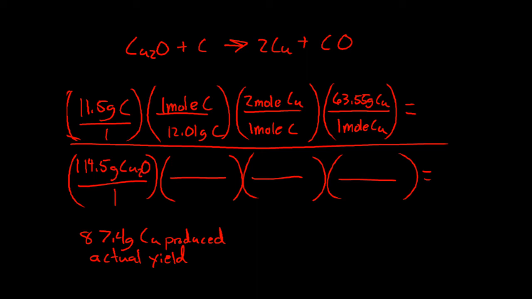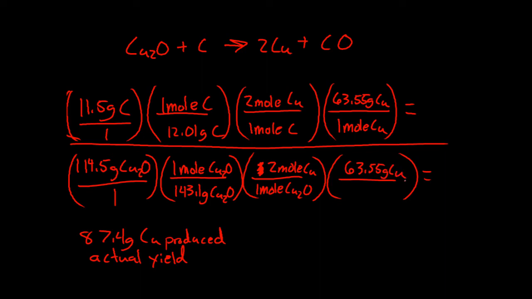I need the molar mass of the copper oxide, which is going to be 63.55 times 2 plus 16. So I have 2 times the mass of copper plus 16 from the oxygen. That gives me 143.1 grams for every 1 mole. The mole-to-mole ratio is going to be a 1:2 again. So for every 1 mole of the copper oxide, I have 2 moles of copper. And then this last conversion is going to be exactly the same. It's always the same. For every 1 mole of copper, I have 63.55 grams.